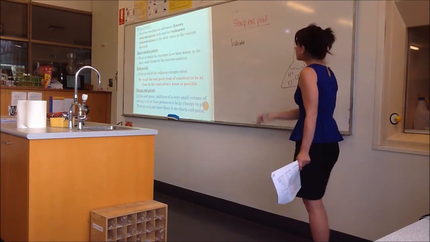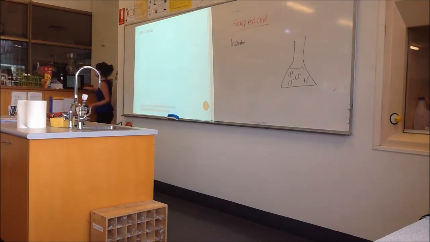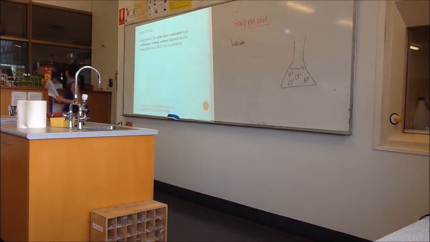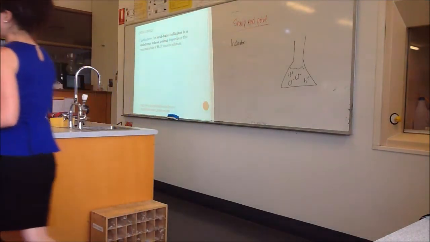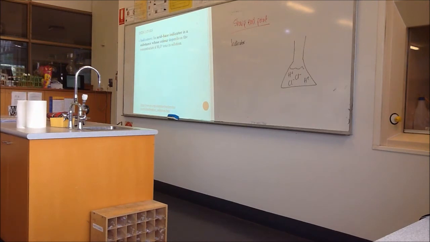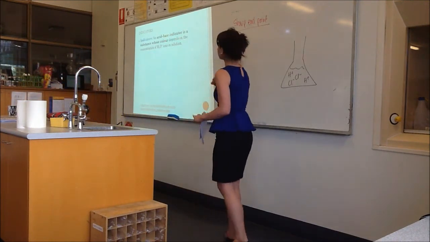Now an indicator. We didn't talk about this in year 11, but indicators are a substance whose colour depends on the concentration of H+. Does that make sense? They're going to change colour depending on the pH. Now, you don't have to write all of this down. You're actually probably wasting time by writing it down because you're not listening, and these notes are on Edmodo.